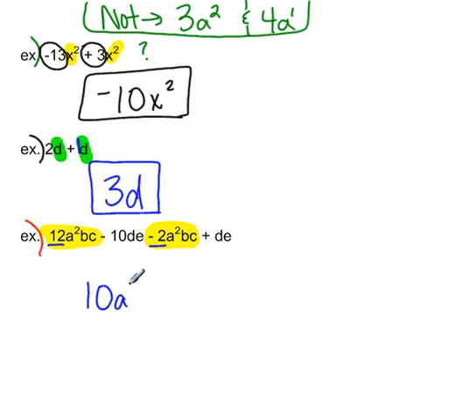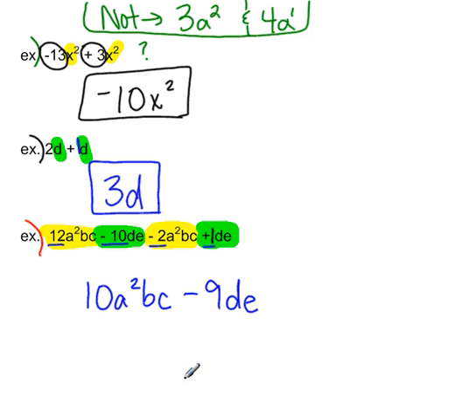What made them the same? The a squared bc. Okay, let's pick the other two. They are alike. I have a negative 10 de, and I have a plus, what's in front of that d? You got it. It's a 1. So I have a 1 de. Let's combine both of those. Negative 10 plus 1 is negative 9. What made them the same?